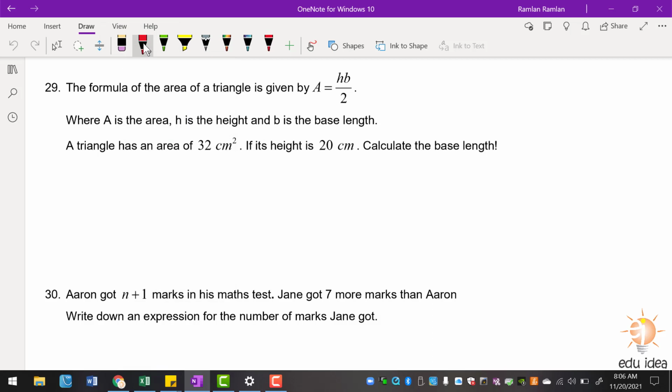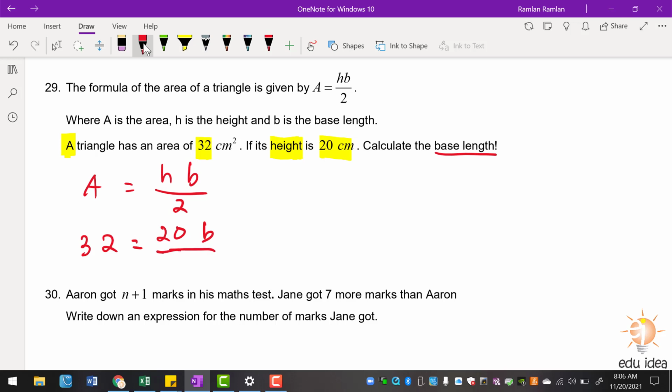The first thing I need to do is to rewrite again the formula, which is A equals HB over 2. HB means H times B. And then you see here that we have this as the A, right? So you can substitute A with 32. So I'm going to write 32 over here, right? And then we also have this 20 centimeters as the height, which is denoted by the letter H. So I can change that to 20 for the H. But I don't know the base length yet. So the B here is still B, and then the 2 is still over here, right?